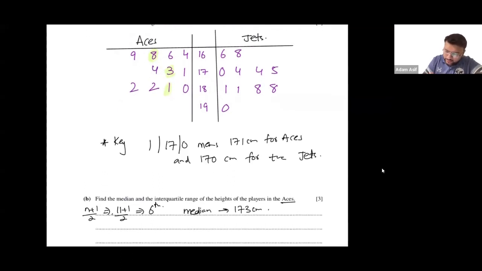Interquartile range is defined as upper quartile minus the lower quartile. Upper quartile is 181 and the lower quartile is 168. So you take the difference. Interquartile range is 13 centimeters. Does it make sense? Abdullah and Rafi, is it clear? Okay.